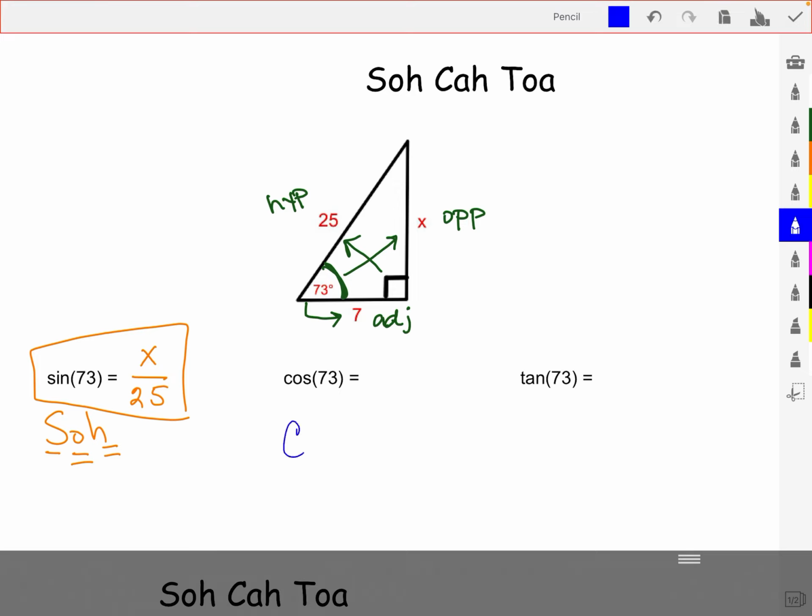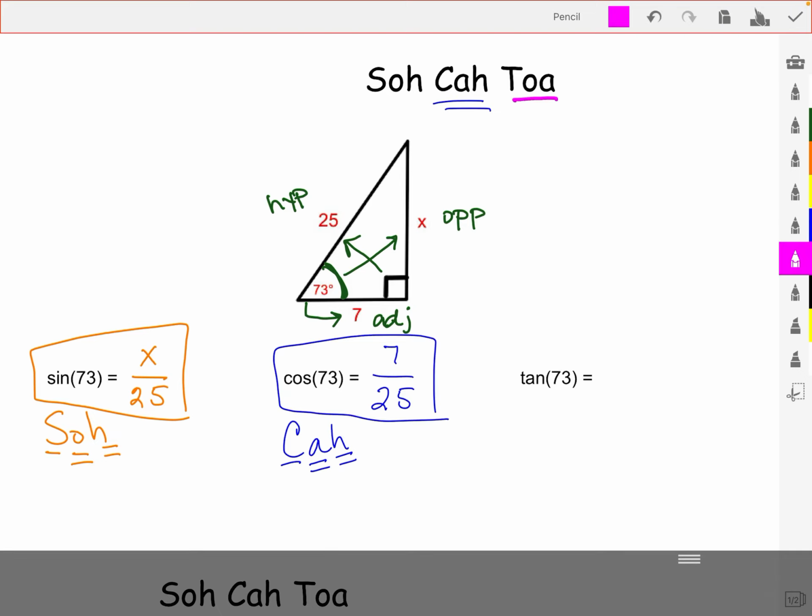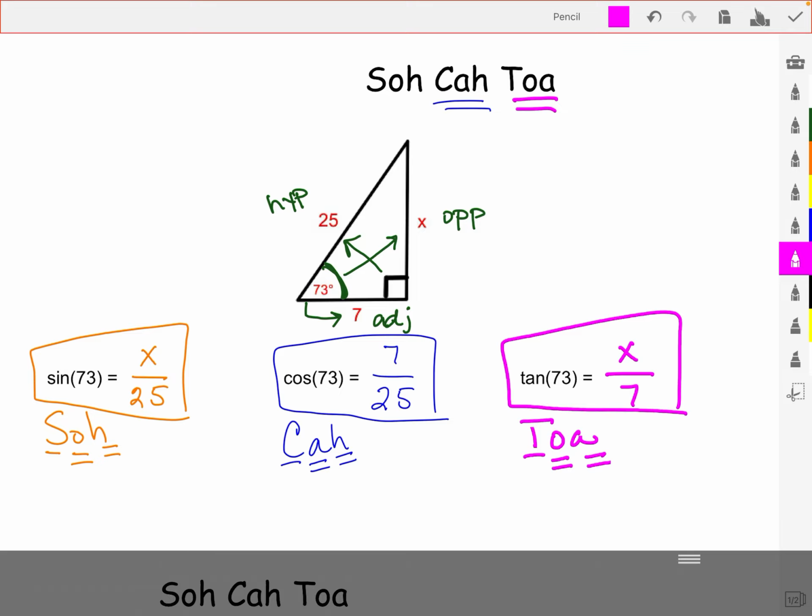Now let's do cosine. Cosine is CAH from SOHCAHTOA. The C is cosine, which I already have typed in for you. Cosine of 73 is adjacent over hypotenuse. So adjacent is 7, and the hypotenuse is 25. And then tangent. I'm using TOA from SOHCAHTOA. T stands for tangent. Tangent of 73 is already there. Opposite over adjacent. So opposite is X over adjacent, which is 7. That is my ratio.